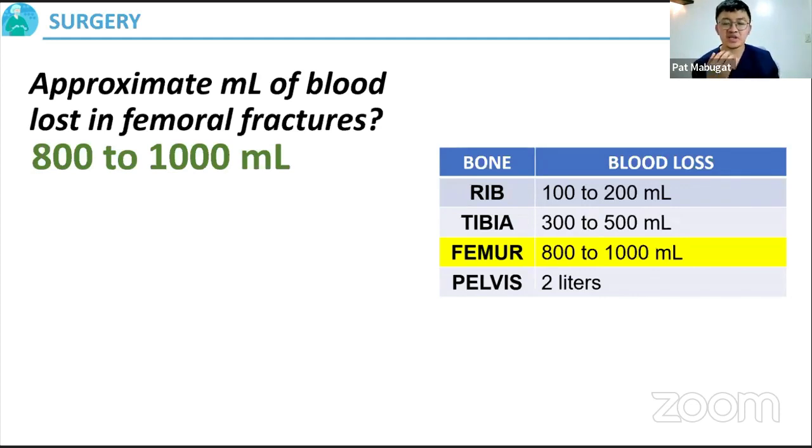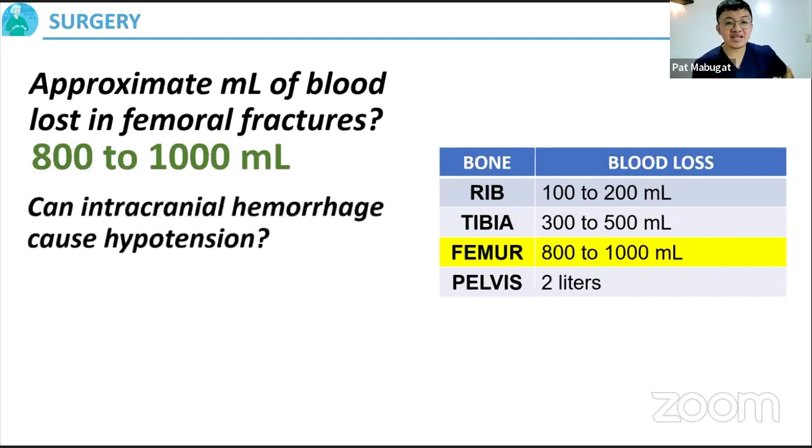Again, just to recap, at what percentage do we get hypotension? It's class 3, 30 to 40%. We need to lose at least 1.5 liters of blood before we get hypotensive, right? So a solitary fracture of the rib, tibia, or femur is not enough to cause hypotension. However, a pelvic fracture will cause hypotension because 2 liters is more than 1.5, and 1.5 liters of blood loss is one of the criteria for a class 3 shock, which is characterized by hypotension, right?